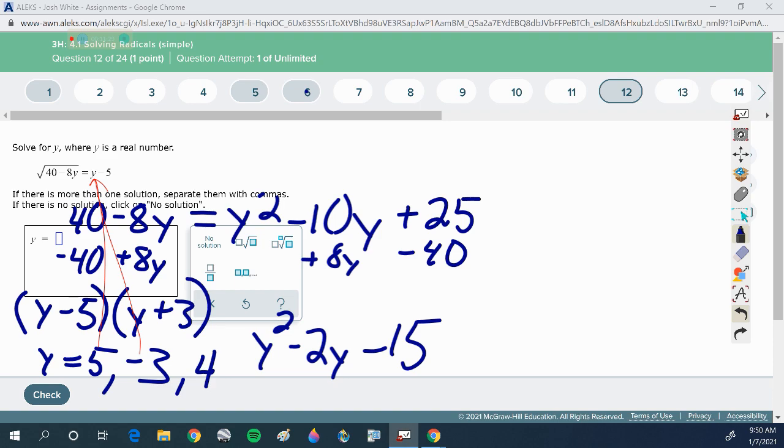All right? Do you need to see more? You're good? Okay. Get to work. Finish 4.1.